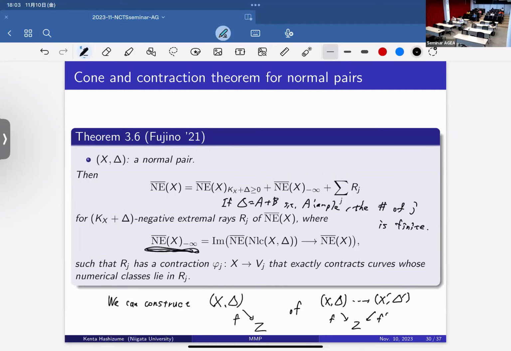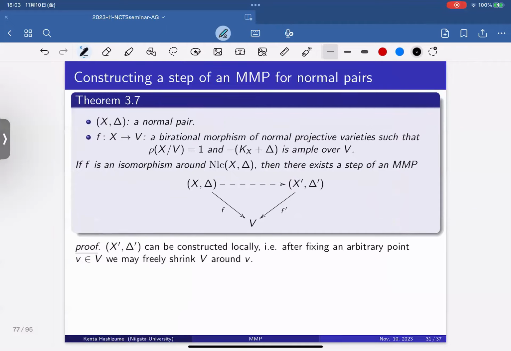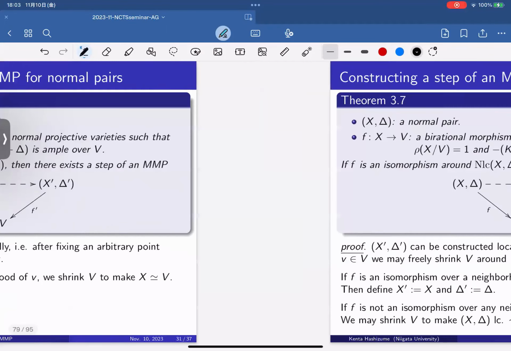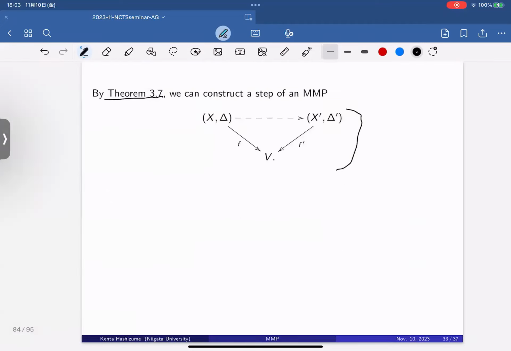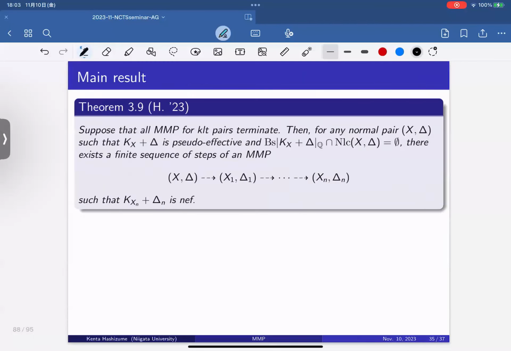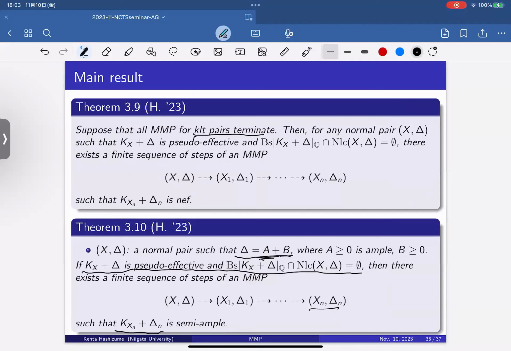Okay, but then in your setting of the MMP for normal pairs, you kind of avoid this part. Yes. In my result, this MMP does not modify around the non-LC locus. So this is an MMP along the log canonical locus. I forgot the name of this MMP.